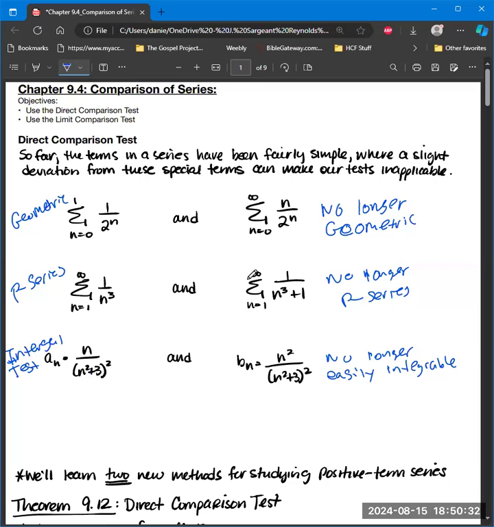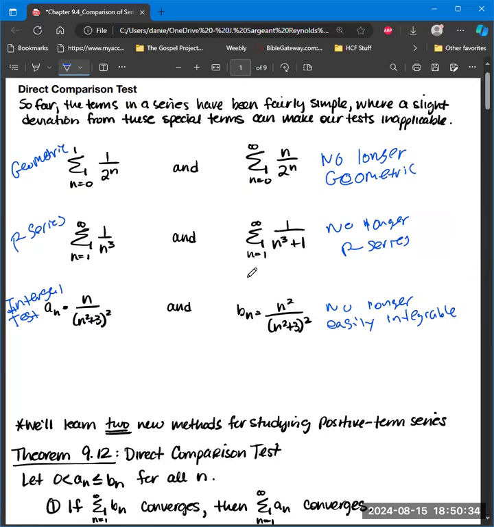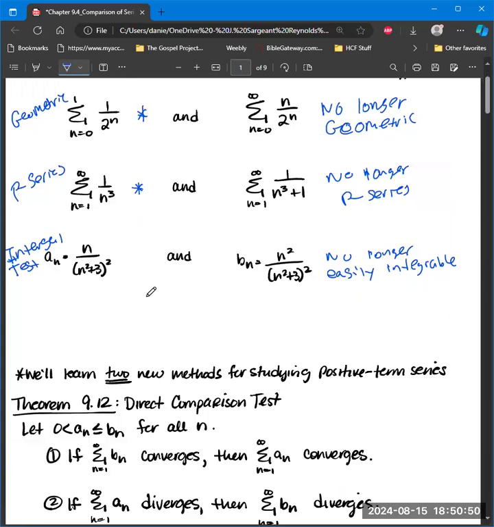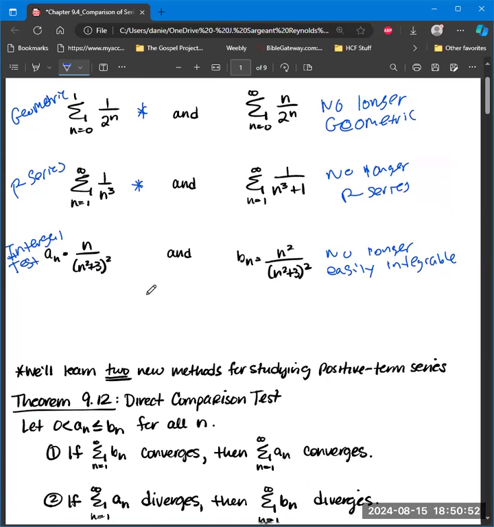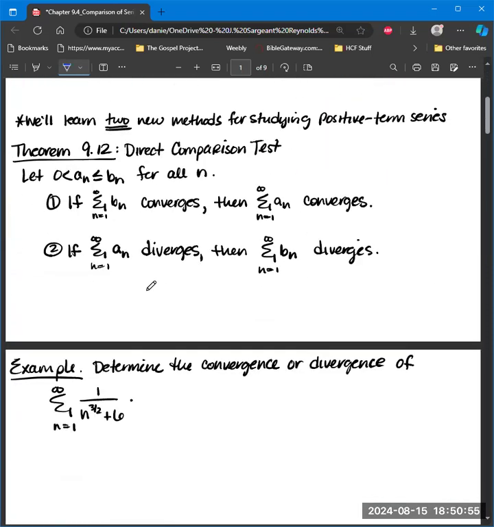What we're going to do though in this section, we're going to try most of the time to choose something that is geometric or p-series that we know the convergence or divergence of, because we know that with those series pretty easily, and use that for comparison. So those are the two types of series that we're going to try to use for comparison when we can. So we'll learn two new methods for studying positive term series. First, we'll use the direct comparison test here.